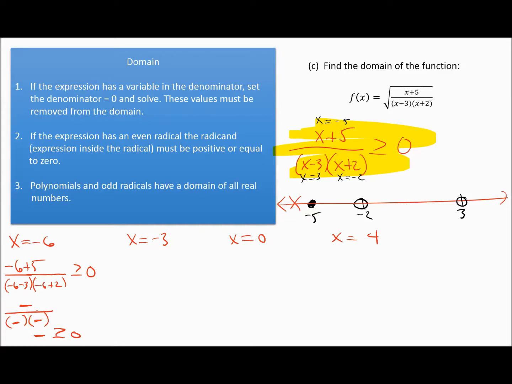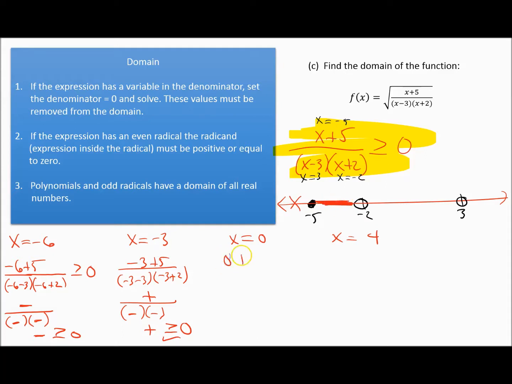So I'm going to do negative 3 the same way. If I have negative 3 plus 5 divided by negative 3 minus 3 times negative 3 plus 2. Now, negative 3 plus 5 in the numerator is a positive number. Negative 3 minus 3 is negative. Negative 3 plus 2 is also negative. A positive divided by, this is a positive, right? Positive divided by a positive is a positive. Is a positive greater than or equal to 0? It sure is, so I shade this interval.